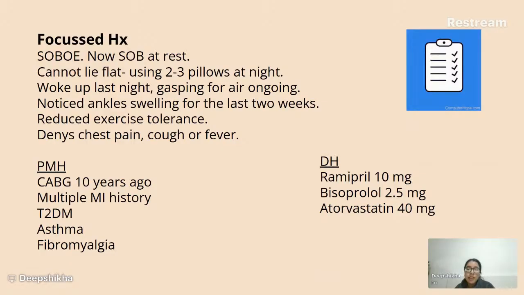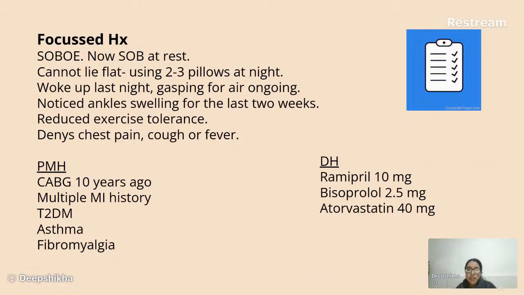You take a focused history, and you find out that she has always felt quite short of breath on exertion. Now, even at rest, she's feeling quite short of breath. She's been using 2 to 3 pillows at night to sleep. She noticed that last night she woke up gasping for air more frequently. She says that's been going on for months. She'll wake up about once a week gasping for air, but now that has increased a lot more. She has had ankle swelling for the last 2 weeks and reduced exercise tolerance. She tells you that she could walk to the shops, but now she can barely make it to her living room. No chest pain, no fever, no cough.